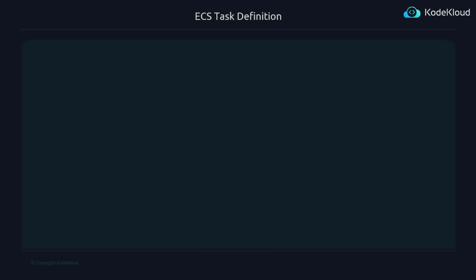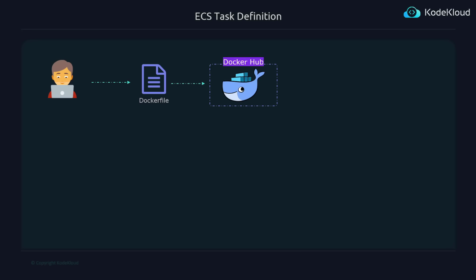So now let's talk about a couple of the different components or pieces that you're going to have to configure from an ECS perspective. And we're going to start off with the ECS task definition file. So as a user, you're going to have an application and you're going to Dockerize it by creating a Dockerfile. And then once you have that Dockerfile and you create a Docker image, you can then upload this to Docker Hub or any other repository.